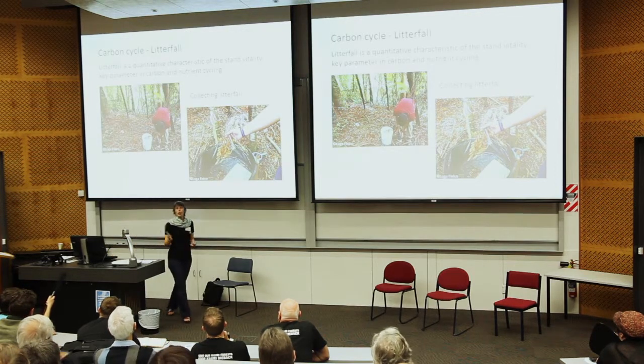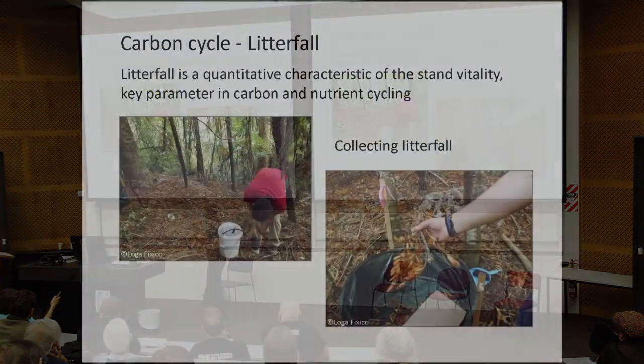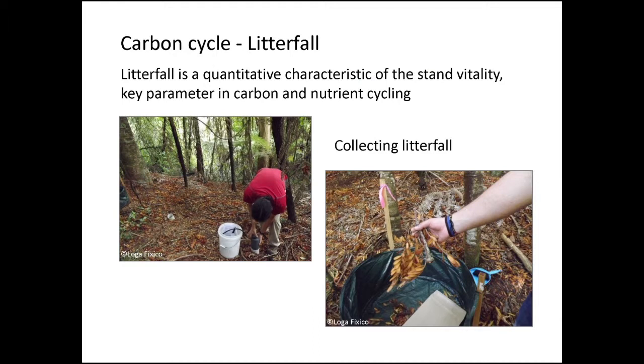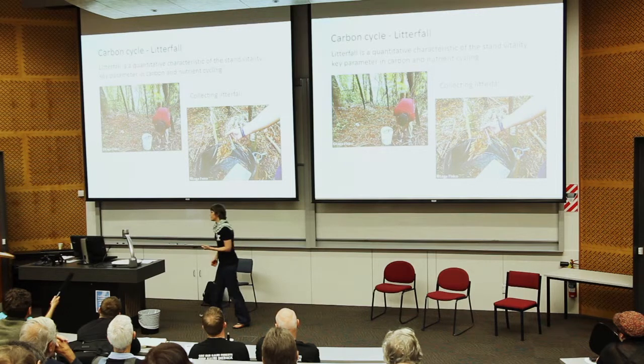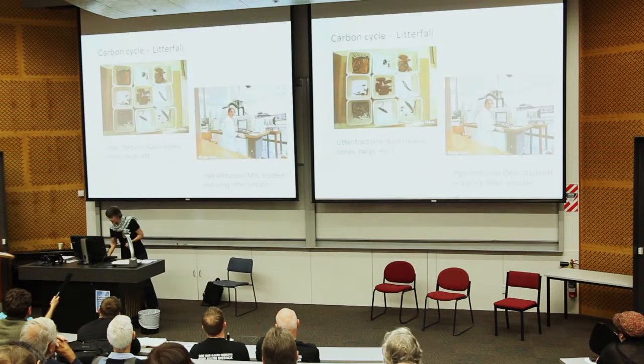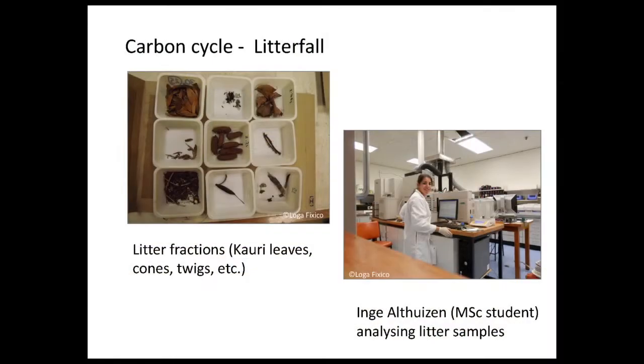Then, as another example, as part of the carbon and nutrient cycle, the litter fall. As you can see on the left, there are a lot of brown twigs on the ground. So how to quantify this? We set up these litter traps underneath, again, the healthy and the strongly affected trees. We were collecting the litter and bringing it back to the lab. Shown here is Inge Althusen. She has been on the project for this year, helping.